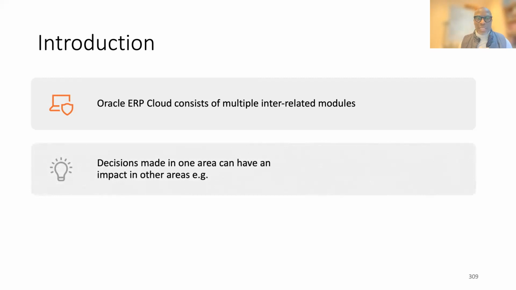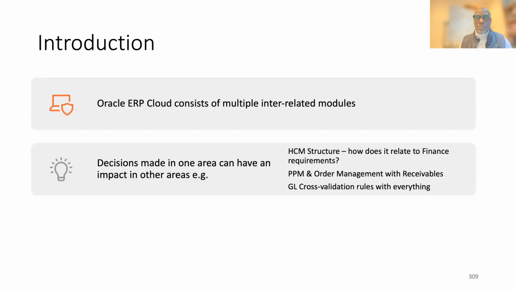And the decisions that are made in one area can have an impact in other areas because data flows from one area to another. So you have your HCM structure, and you want to see how that relates to finance. For example, your cost centers are entered in HCM. I'm talking about the link to departments, and that can also be used for account derivation.